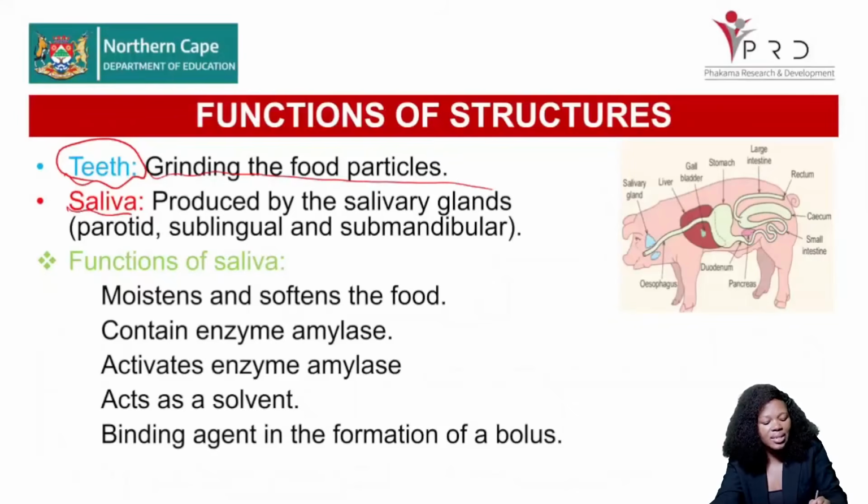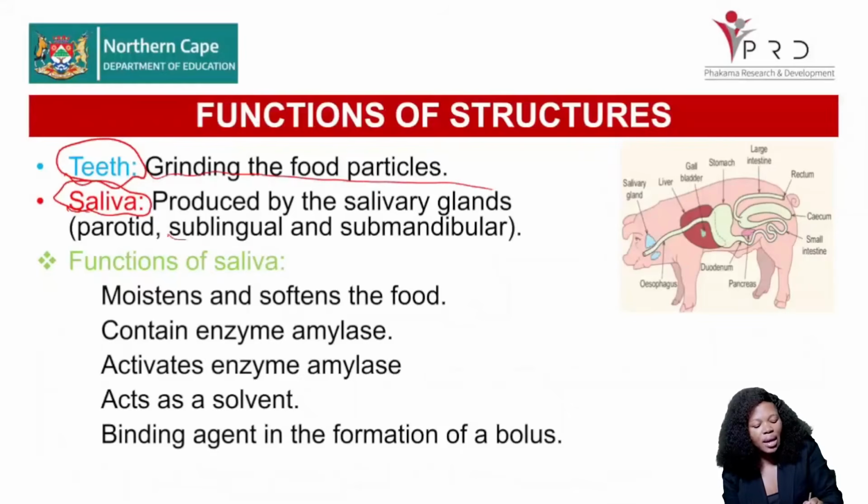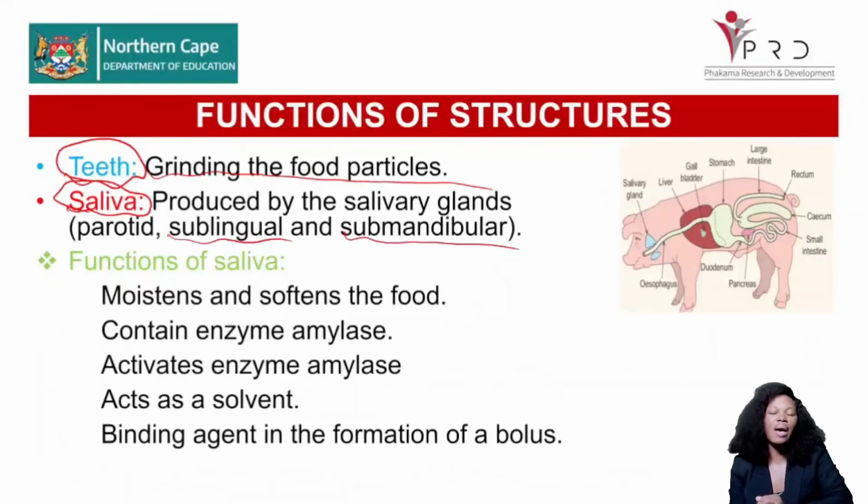The second one is the saliva. But before we look at the functions of the saliva, you must understand where saliva comes from. The saliva is produced by the various salivary glands. These salivary glands are not part of the digestive system, but they play an indirect role by producing saliva that plays a big role in digestion as a process. The salivary glands that produce the saliva are as follows. Firstly, the parotid. Secondly, the sublingual. And thirdly, the submandibular.